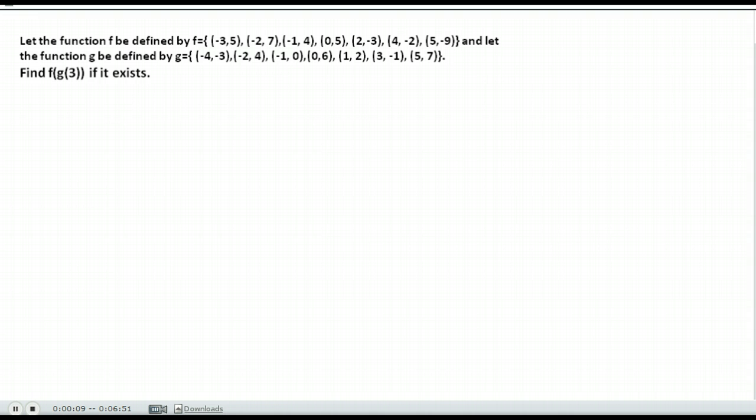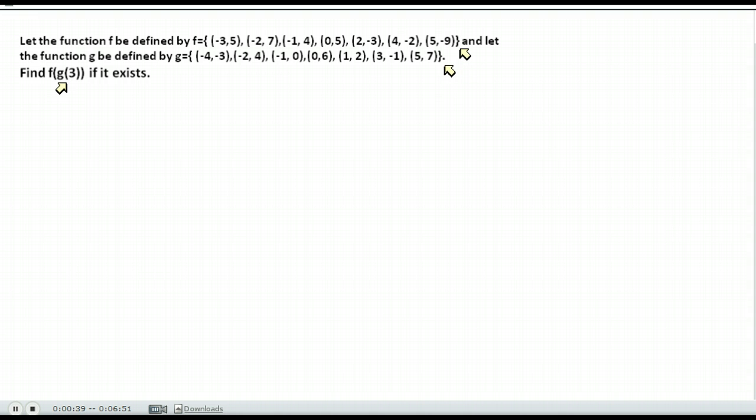This is a lesson on composition of functions when your functions are written out as a set of points rather than an equation. Notice we have two functions here, f, which is the set of points (-3, 5), (-2, 7), (-1, 4), etc., and g, which is the points (-4, -3), (-2, 4), and so on. We are asked to find f of g of 3 if it exists.